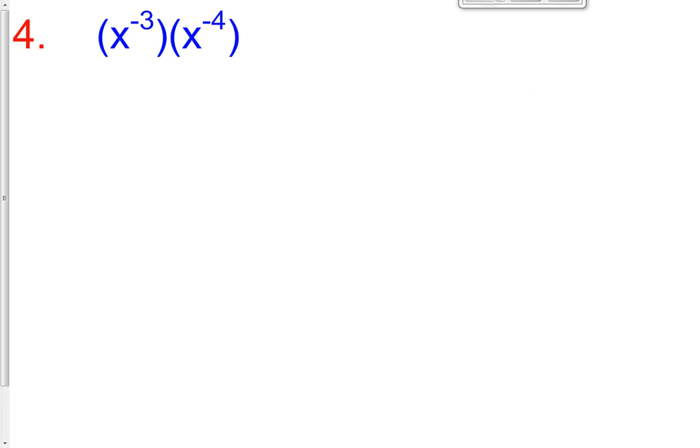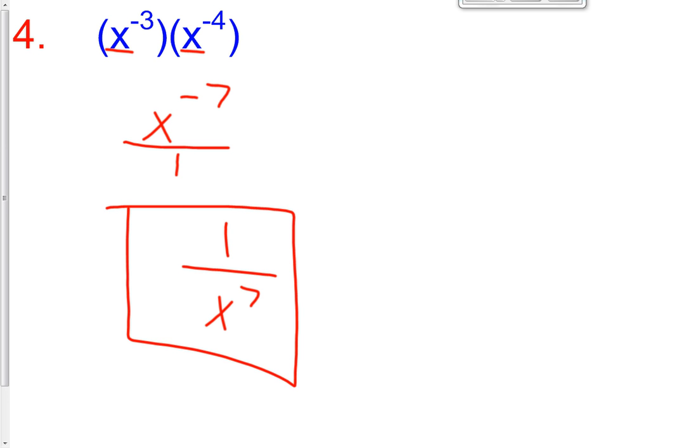Number 4, we have x to the negative 3rd times x to the negative 4th. With common bases, we're going to add their exponents to get x to the negative 7th. So x to the negative 7th would be our answer, except we cannot have negative exponents. So once again, this is understood that it's over 1. So now we're going to bring x to the negative 7th to the denominator. So now we have x to the positive 7th in the denominator. We don't have anything in the numerator, so it's an understood 1. So 1 over x to the positive 7th is our answer for problem number 4.